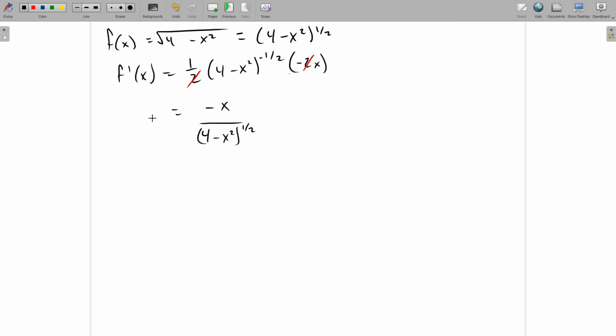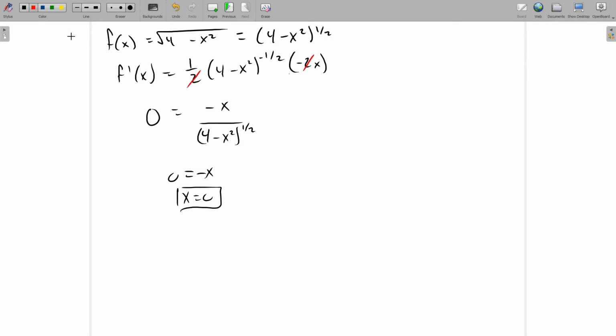So this is our simplified derivative, and we're setting it equal to 0. So I can easily multiply both sides by the denominator and get negative x is equal to 0, or x is equal to 0 as a critical number. Now up until this point, we've only had polynomials, and the critical numbers were always defined to be where the derivative was equal to 0. And that's still true. However, a critical number is also where the derivative is undefined.